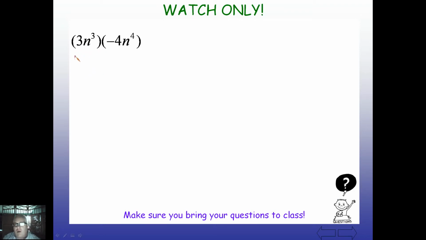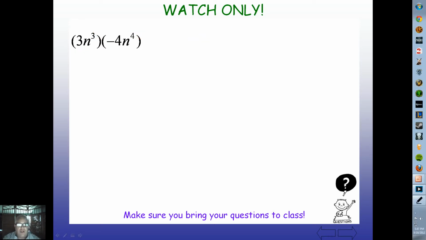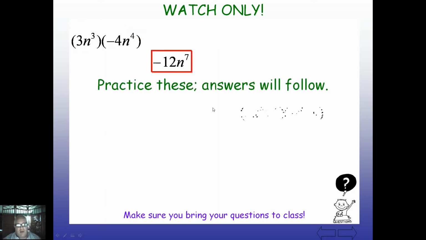Here I've got a monomial times a monomial, so let's not get too crazy here. Let's just take this 3 and multiply it by -4. We know that's -12. And how many n's do you see here? Well, I see 3 here and 4 here for a total of 7. So it looks like we should have -12n to the 7th. And let's check our answer here. And sure enough, that's what we got.